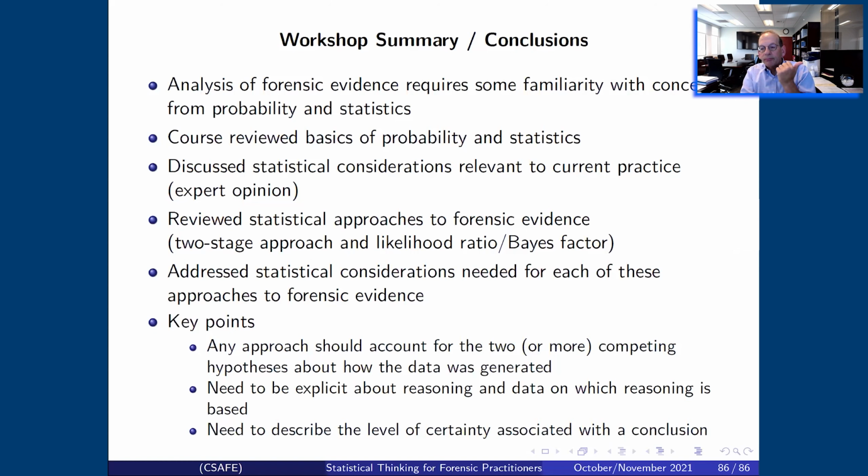Any approach should account for the competing hypotheses. It's not okay to look at the evidence and just start going, yep, looks same source, looks same source, looks same source, and not say, could it have happened by chance? Could they be different sources? That's number 1. Number 2, very important to explain what we're looking at, what features, what data we know we have or don't have about it, and why that leads us in a certain direction. And 3, always endeavor to try to put in a level of certainty.